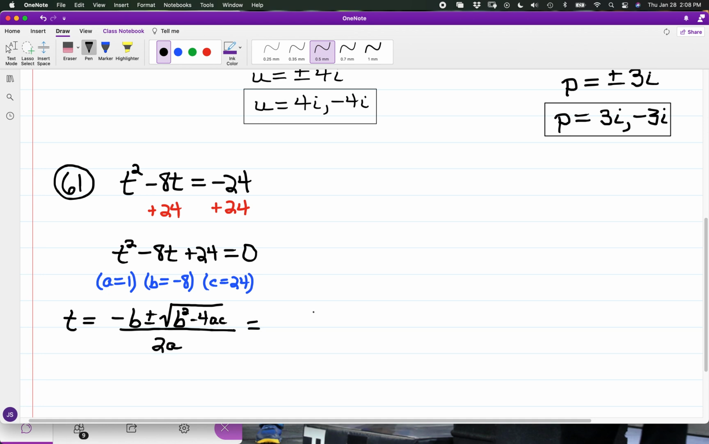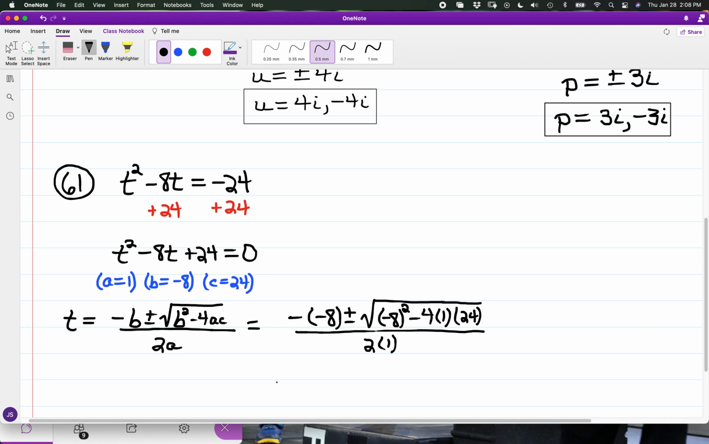So for negative b, this is going to translate out to the opposite sign of negative 8. And you have plus or minus the square root. Now we have b squared, so we have the square of negative 8, and you have minus 4ac. So you have minus 4 times 1 times 24, all over 2a. So you have 2 times 1.